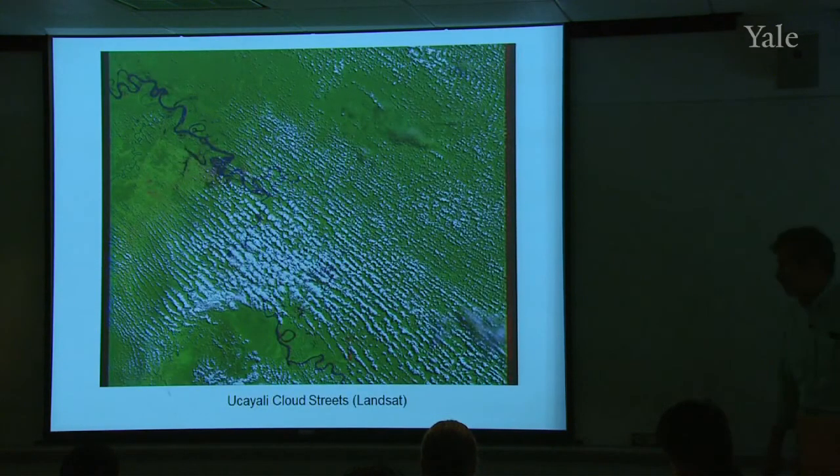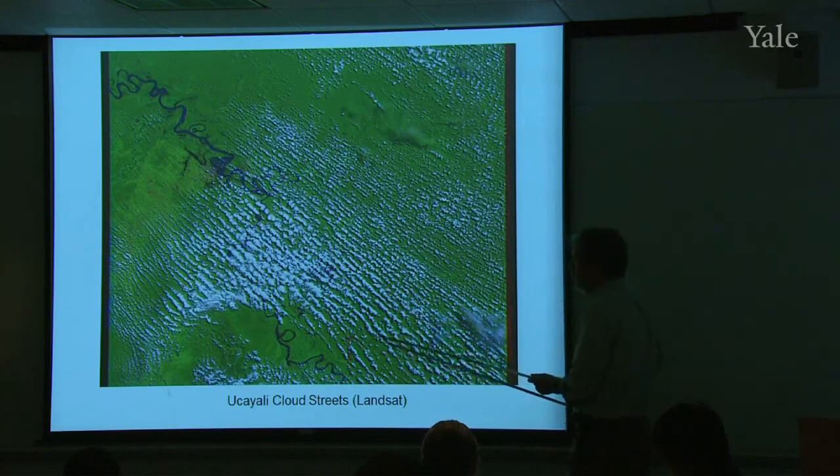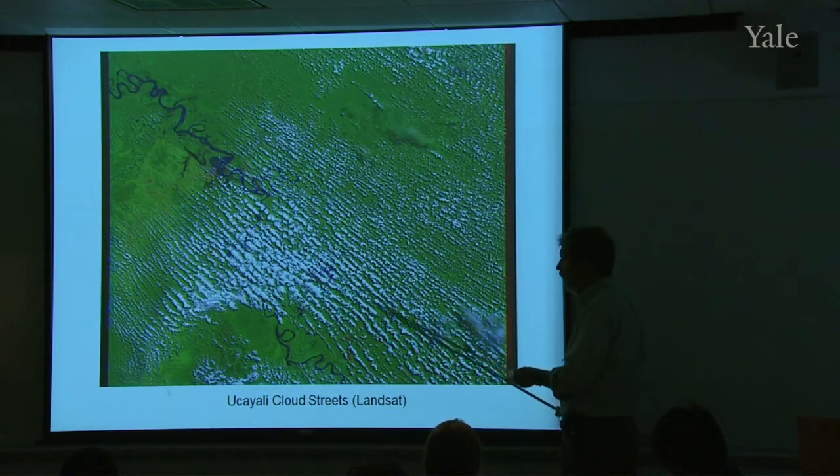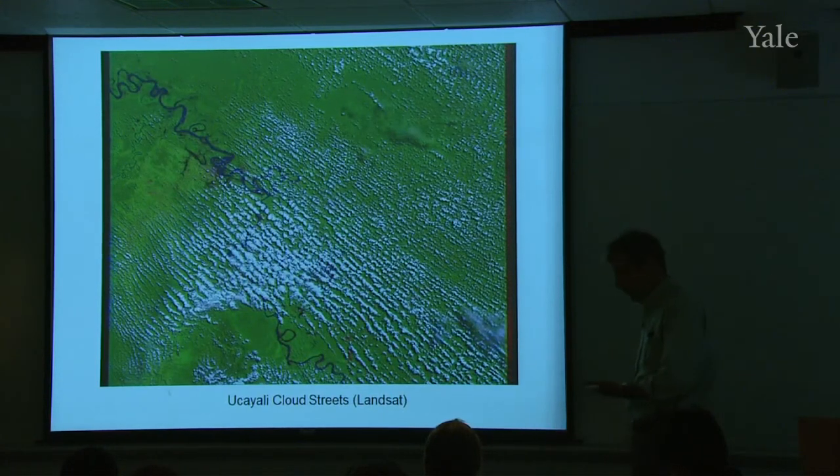Clouds seen from space. These are some fair weather cumulus clouds over central South America, equatorial South America, near the Ucayali River. They're just fair weather cumulus clouds, but they're forming in rows. Those are called cloud streets in the literature. And they are just fair weather cumulus clouds caused by the heating of the ground by the sun.